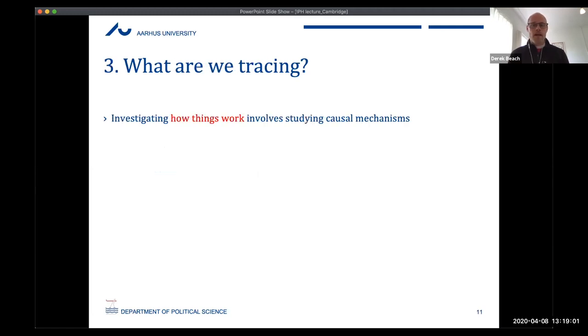Okay, so what are we tracing in process tracing? We're tracing how things work. And this involves the study of causal mechanisms. I'm increasingly not a big fan of the term causal mechanisms, because I think it's quite an equivocal term. It's so debated what it actually means. Many people understand causal mechanisms almost as a synonym for a cause. Other people understand them as machines, but then you don't really have to unpack what's going on. It just does something. We can treat them as intervening variables.